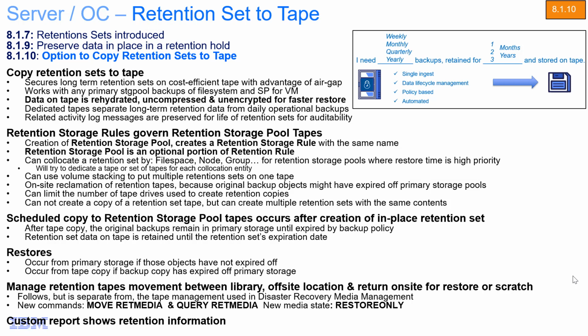This is going to work with any of the primary storage pool backup data that we create retention sets with. That includes your file system backups from your Spectrum Protect clients, as well as your Spectrum Protect for virtual machine backups. And when we write the data out to tape, we are going to rehydrate it, uncompress it, and unencrypt it so that if you have to restore from the tape, it will be faster.